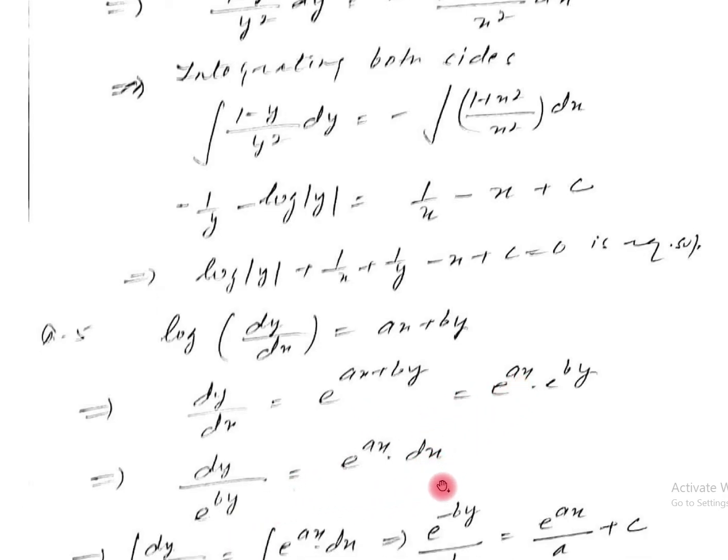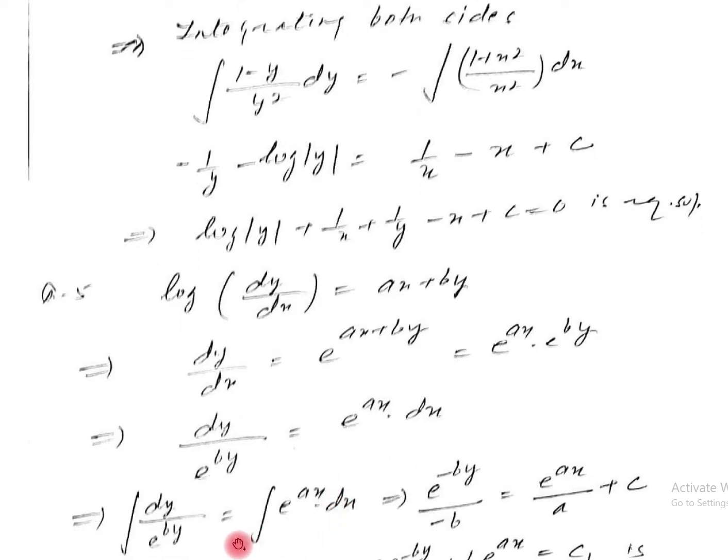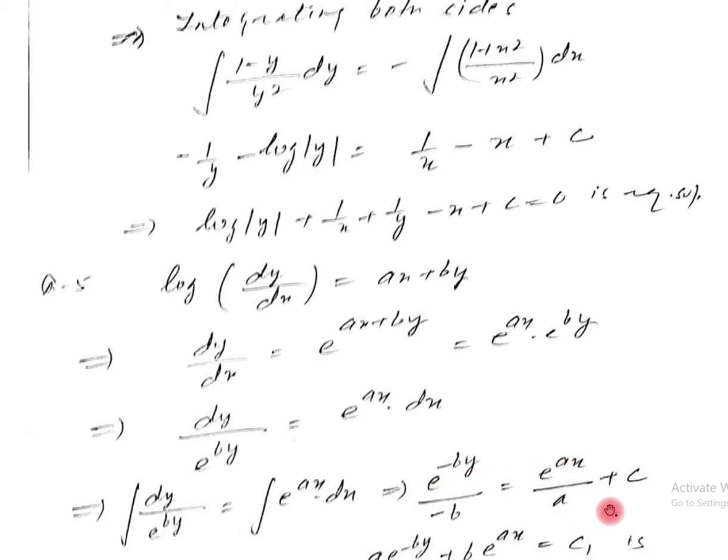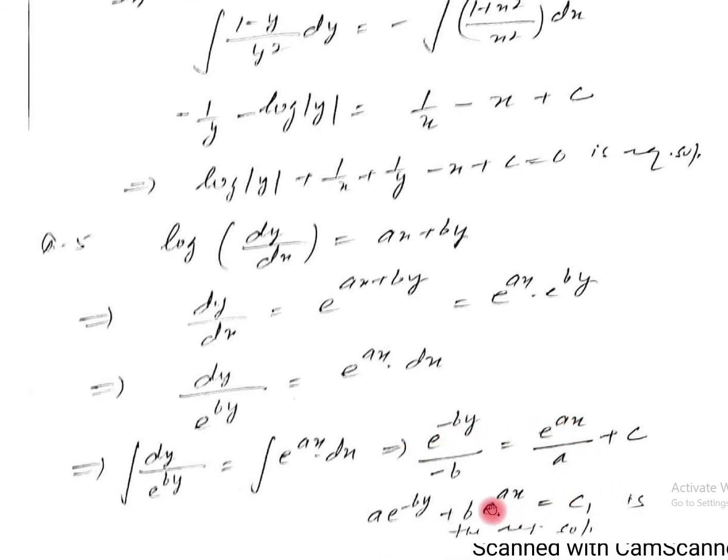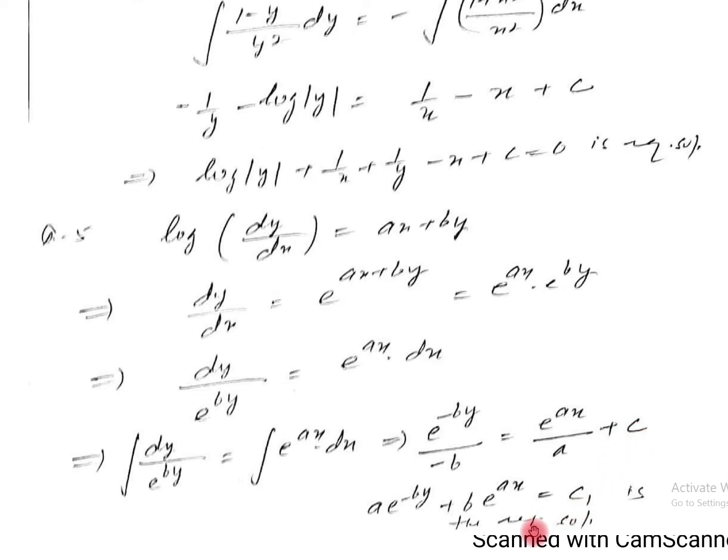Then integrating both sides, we are getting here like this. Then integrating, e raised to power minus by upon minus b equal to e raised to power ax upon a plus c. Then again simplifying, we can take ab as the LCM. It becomes a into e raised to power minus by plus b into e raised to power ax plus c1, because when we take the LCM it becomes abc, which is a product of three constants, so we can replace it by c1, which is the required solution.